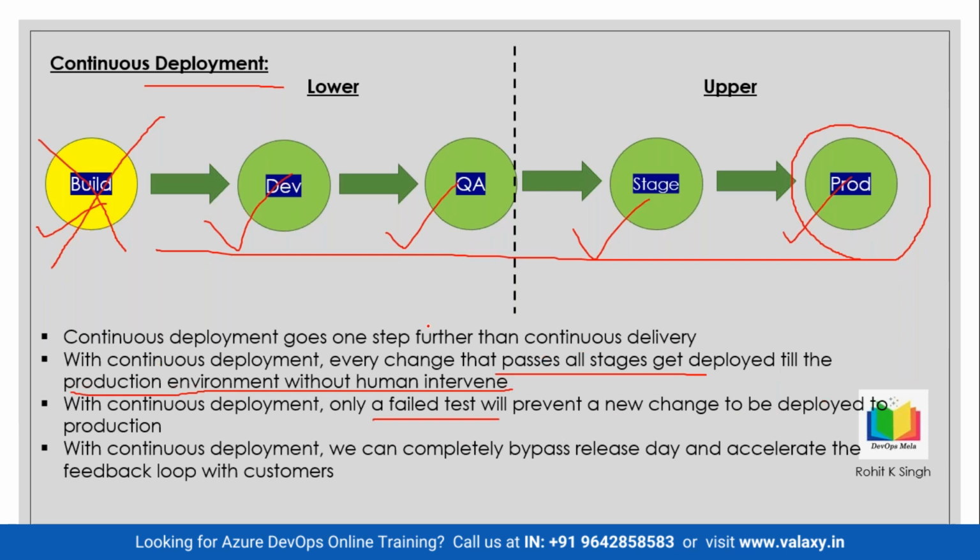With continuous deployment, we can completely bypass release day. There's no release day, guys. No release date, no joining the call at midnight or in the mornings, on the weekends, nothing. As soon as you do the development, your changes will be deployed to production, and it will accelerate the feedback loop with the customers. No release date concept over here. This is continuous deployment for you guys.